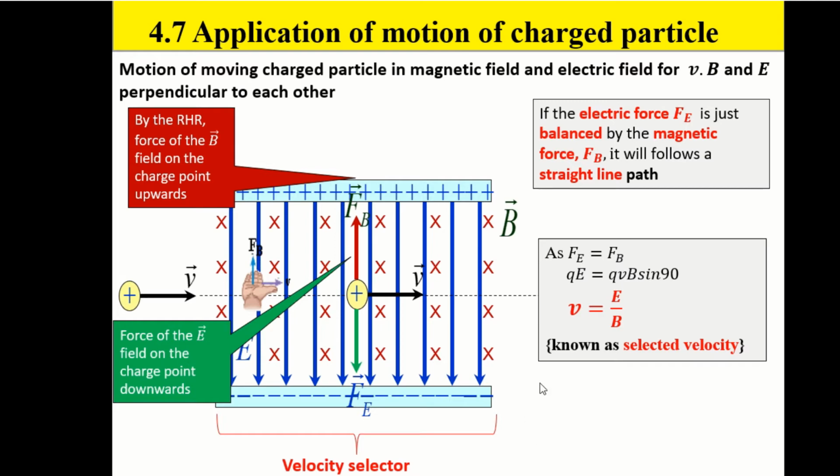So only the velocity that we want, that we have set up, matters. All the charged particles that have the same velocity as E over B are going to go in a straight line, whereas the other charged particles that don't have the selected velocity will be deflected. So only the charged particles with the velocity E over B will not be deflected.